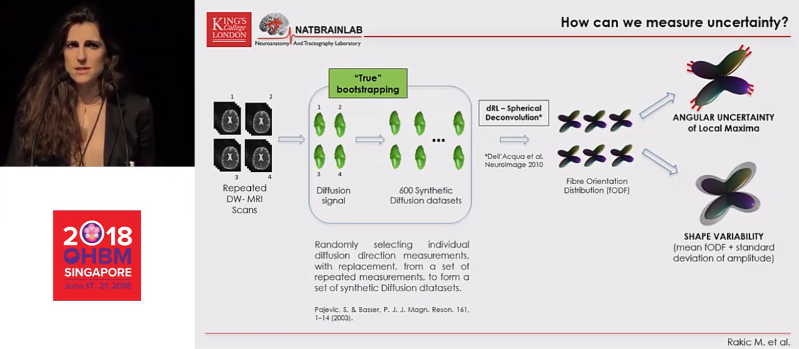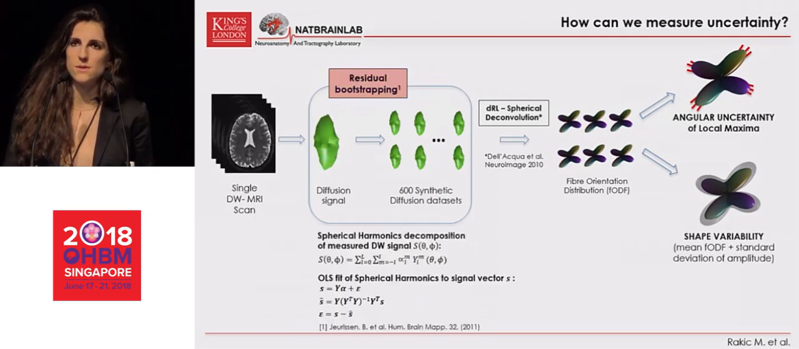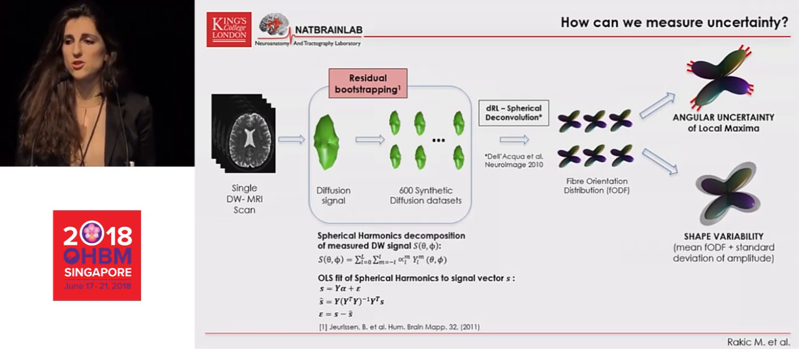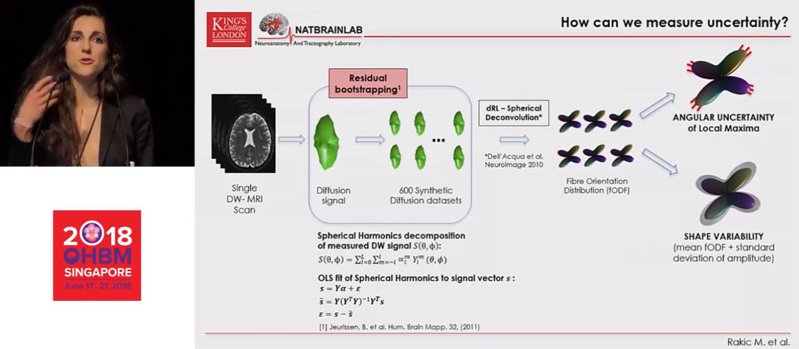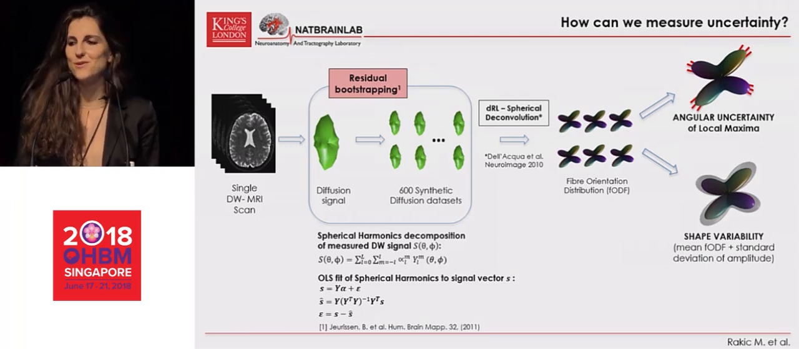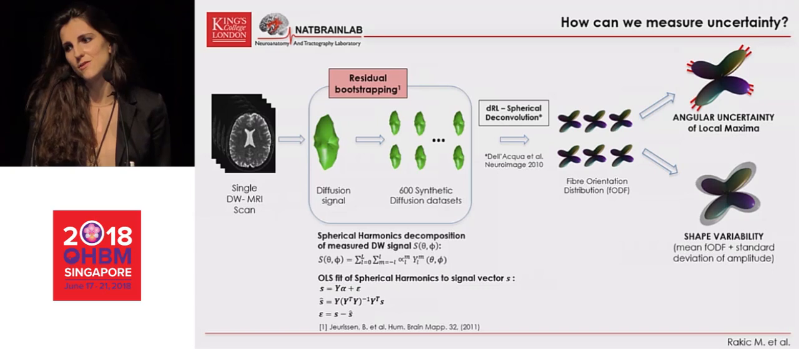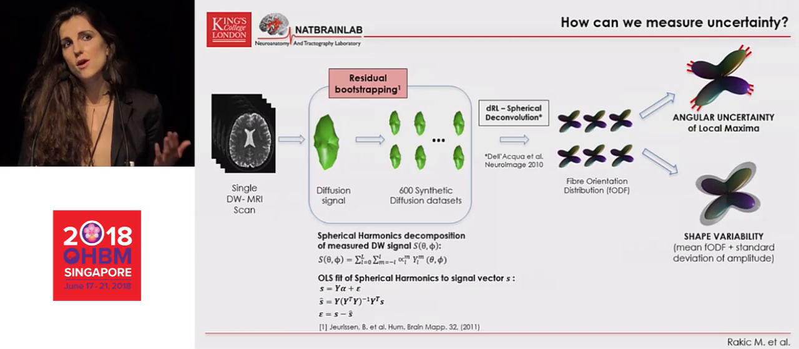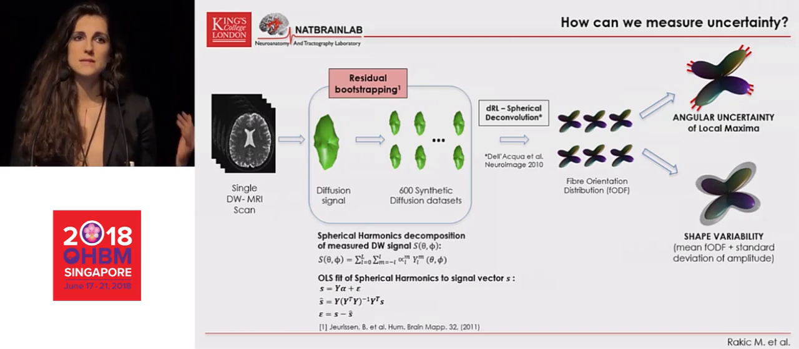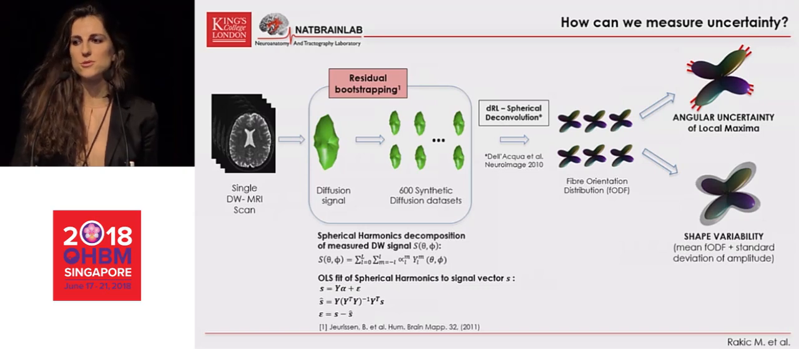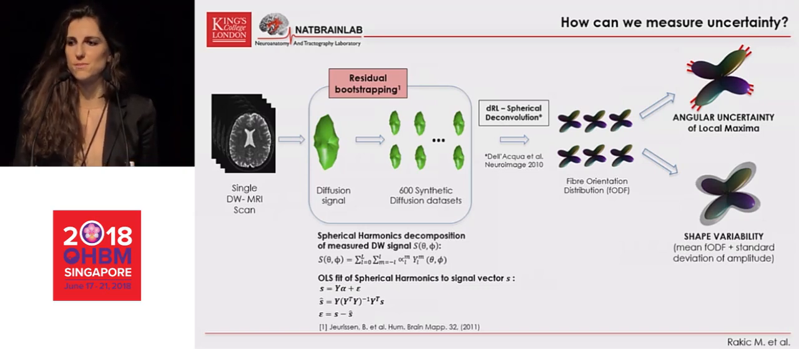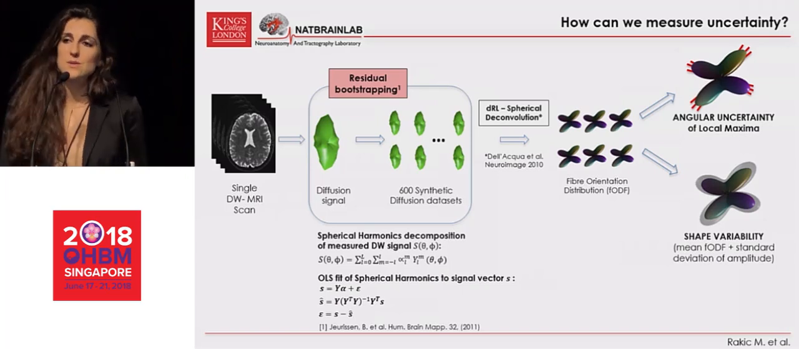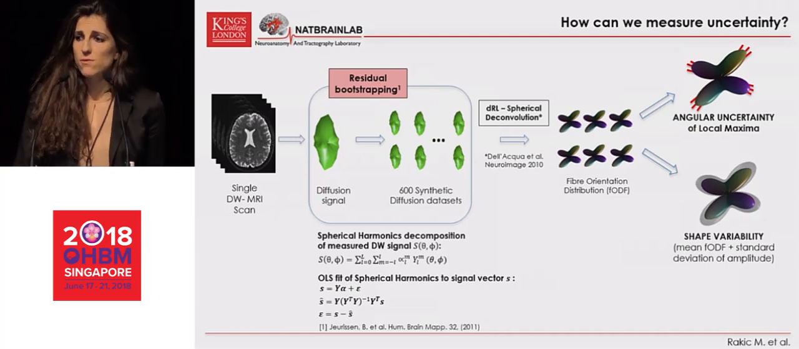But because of long imaging times with repeated acquisitions, residual bootstrapping has been proposed, which is actually model-based. So you use an ordinary least squares fit of spherical harmonics basis functions to the signal to get an estimated signal, from which you can then compute the residuals, and then you resample the residuals rather than the actual diffusion measurements. Okay, so these are the two methods that I have been focusing on of how to measure uncertainty.